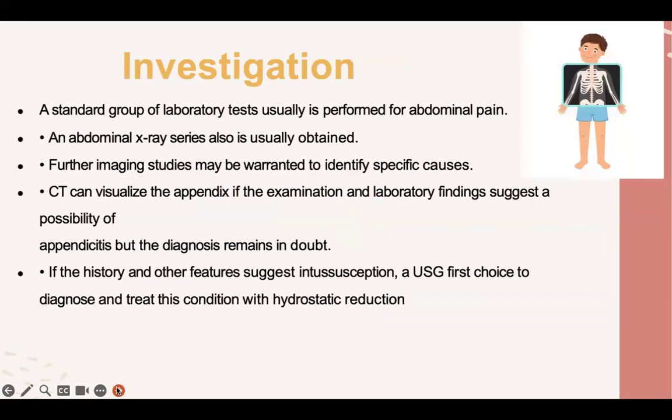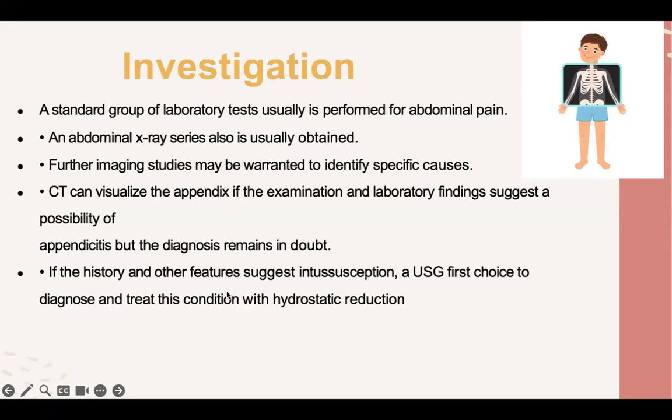Let us look at the investigations. These children need focused and targeted investigation. In trauma, we need to look at the FAST initially, followed by other investigations. Abdominal X-ray is also usually obtained in cases of periumbilical pain and fecal staining, and when you are suspecting distal obstruction with no red flag signs. Even when there are red flag signs with intestinal obstruction, the X-ray series is also obtained. Further imaging studies may be warranted to identify the specific cause according to the history and examination. When there is high suspicion of appendicitis but the ultrasound and examination don't give the clue, you can go for a CT scan as well.